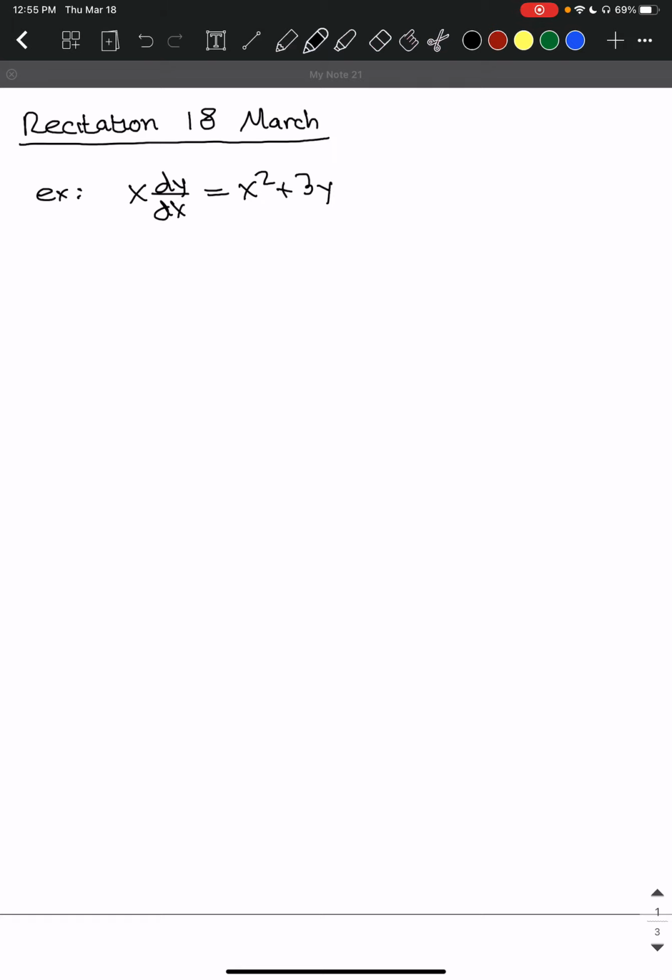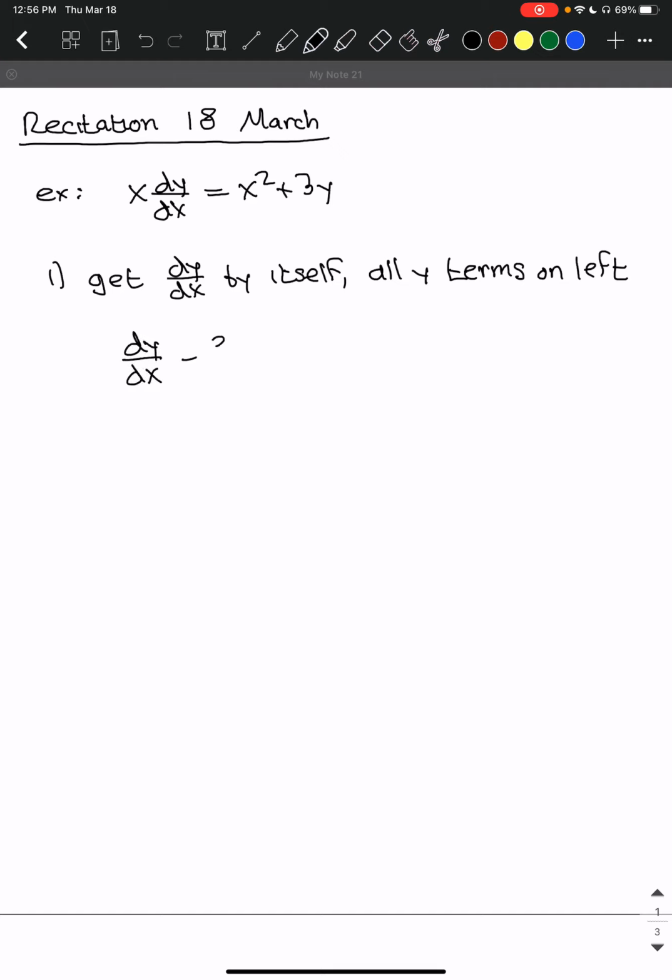So in particular, what we need to do is get dy/dx by itself and all the y terms on the left. So this gives us dy/dx minus 3/x times y is equal to x. So again, I divided everything by x and then subtracted the 3y to the other side. And then we're going to do the integrating factor.